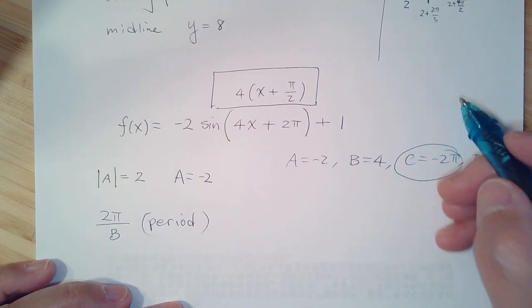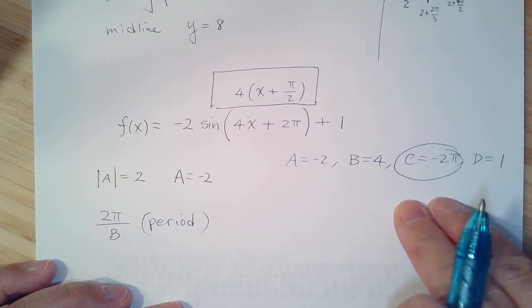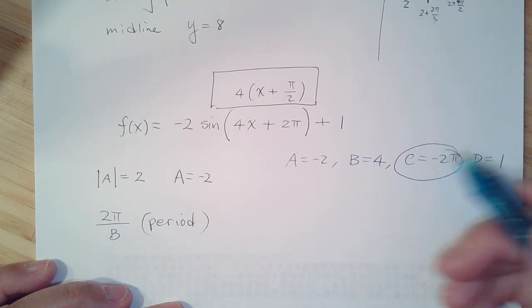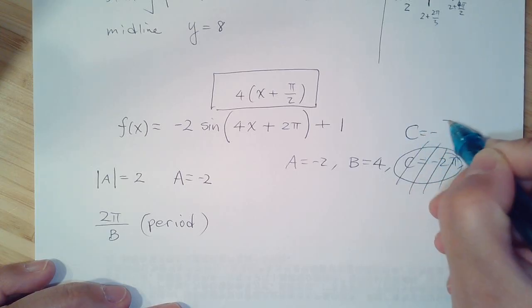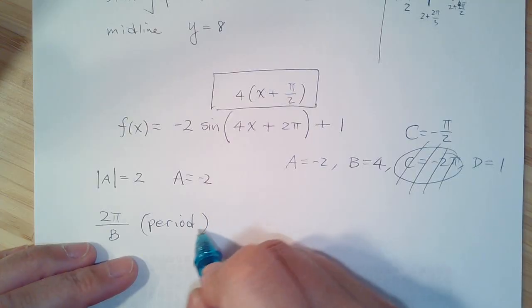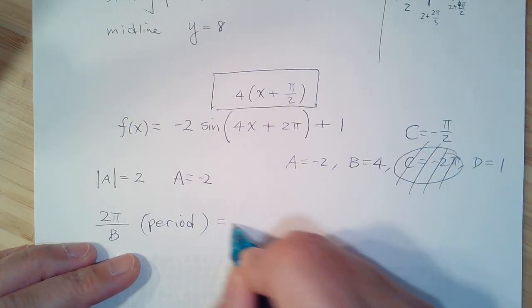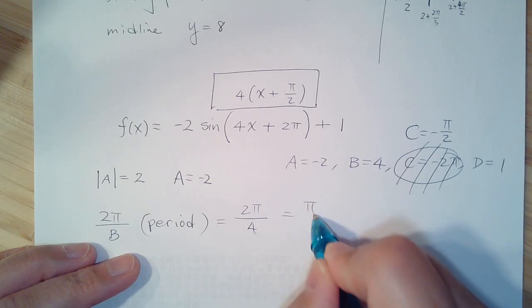I saw this mistake all the time. Some books write bx minus c, but I like it this way. I like my way better because it's very easy to tell. So my c is -pi over 2. Okay, now go ahead. I get 2 pi over b, that is 2 pi over 4, so it's pi over 2.